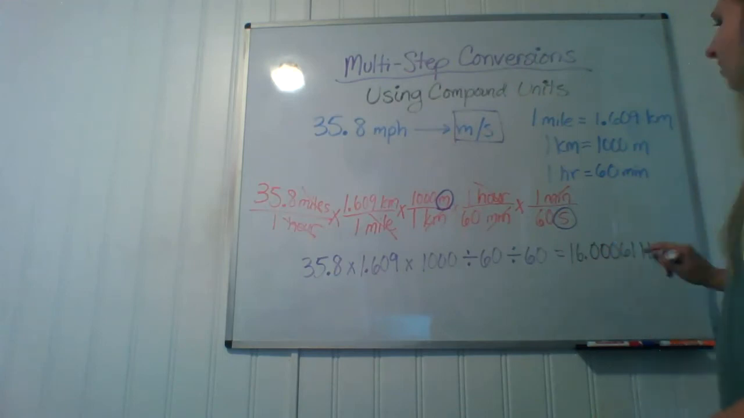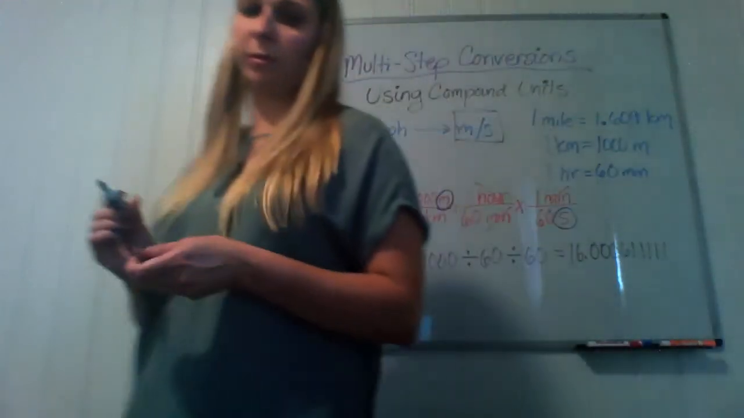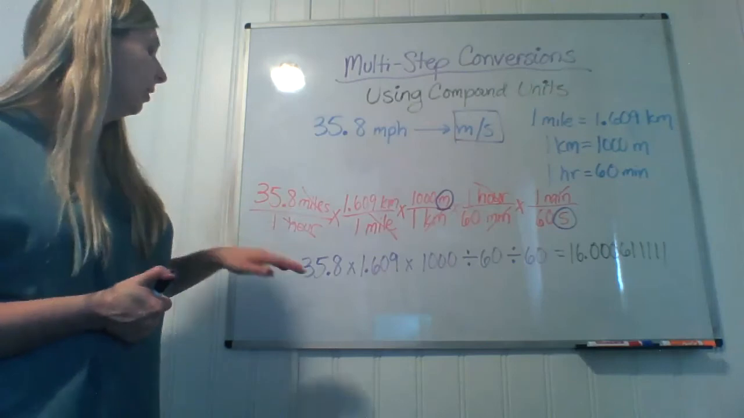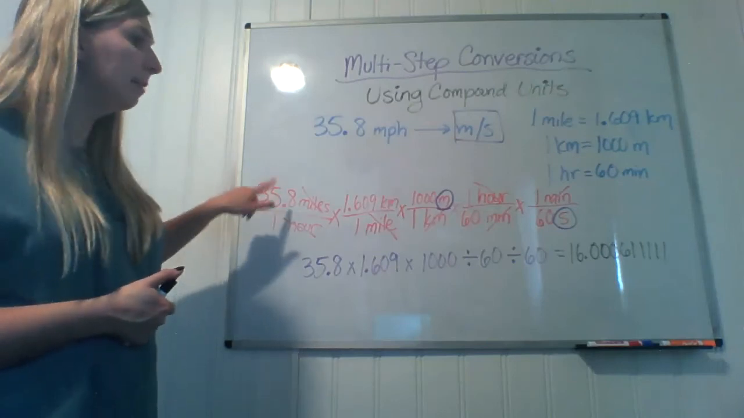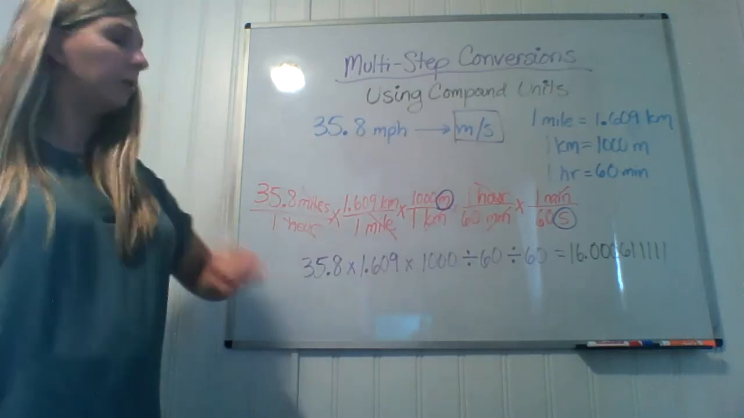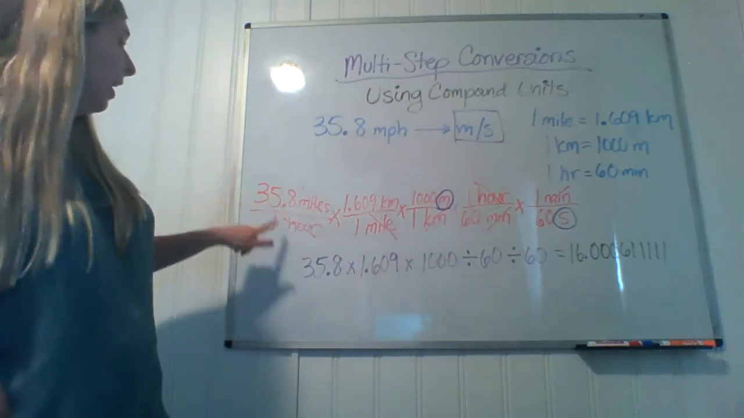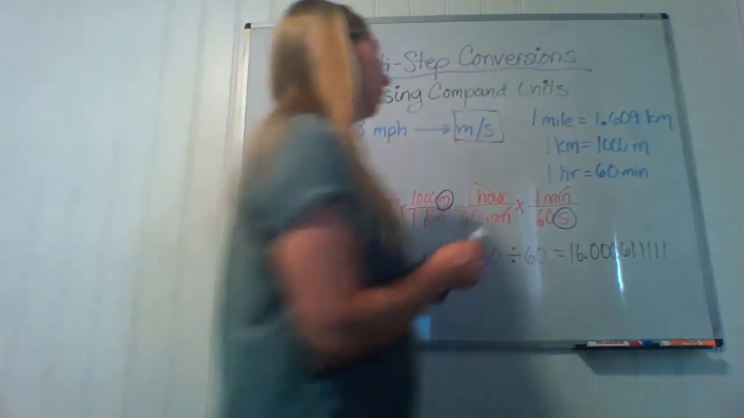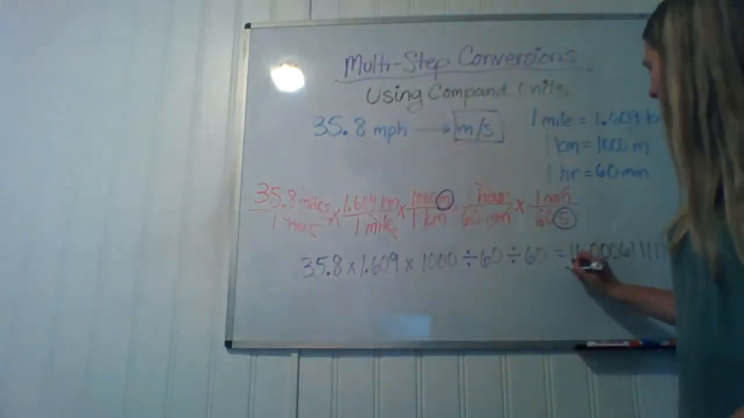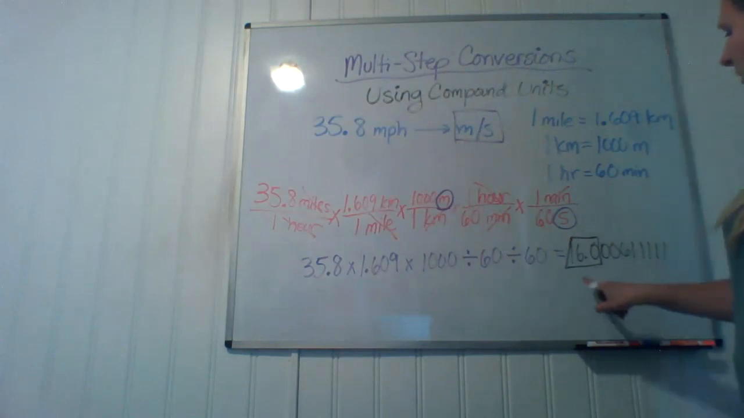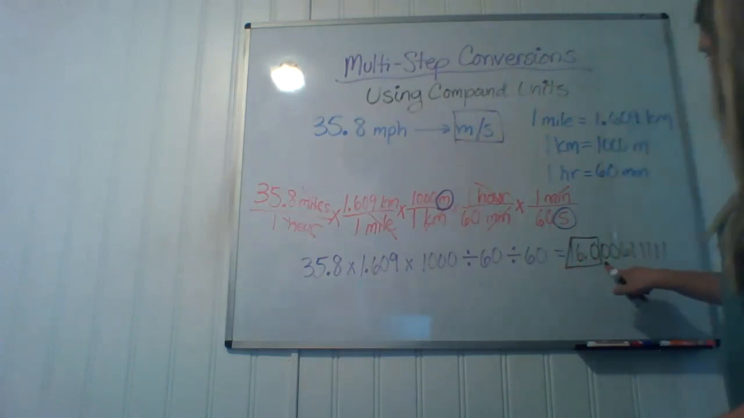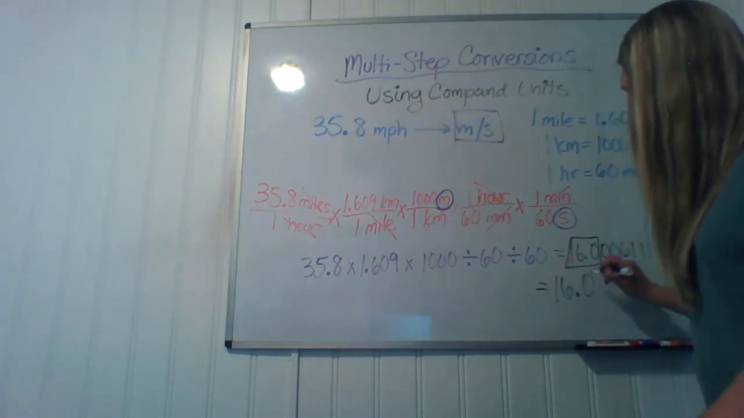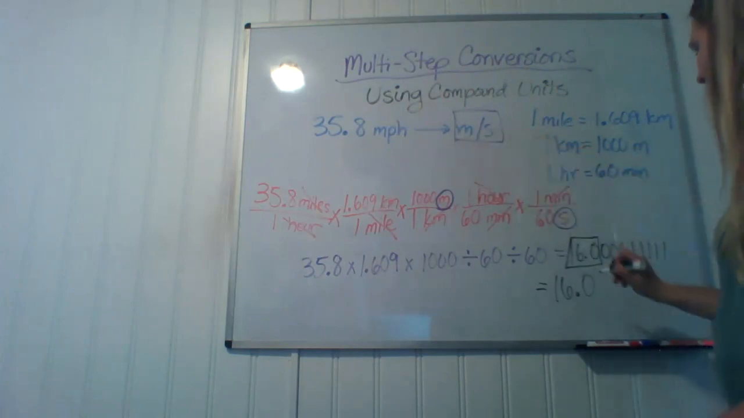Now, we don't need all of these digits according to our significant figure rules. We only keep the number of significant figures that we start with, okay? So this value will limit the number of digits that we write in our final answer. So 35.8 has 1, 2, 3 significant digits. Therefore, our final answer will also require only 3 significant digits, 16.0, because this does not round the 0 up. So this would be 16.0, and then the units, meters per second.